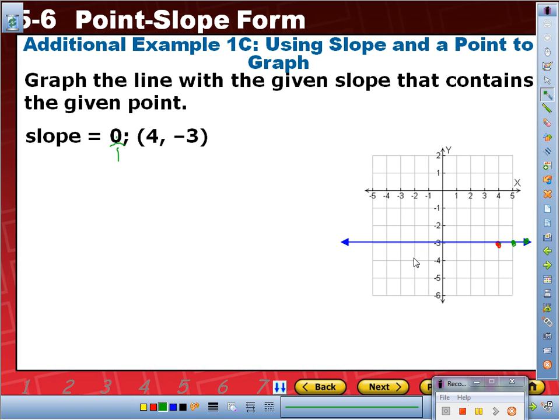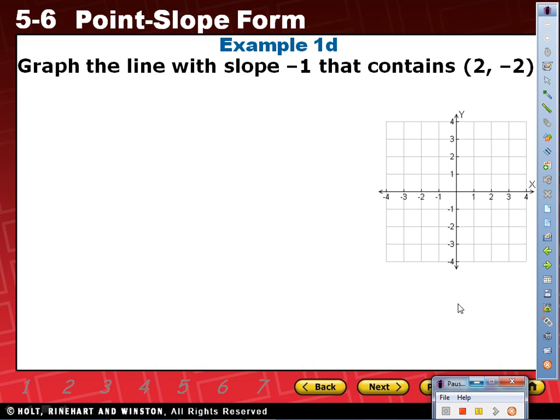Example 1D. Copy this down, please. There it is. Example 1D. They give us the slope -1 and it contains the point 2, -2. Do that one by yourself, please. Go. You don't need it. It's the same instructions. They're all the same instructions. So just write the slope and the point.